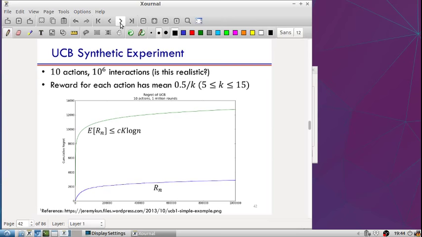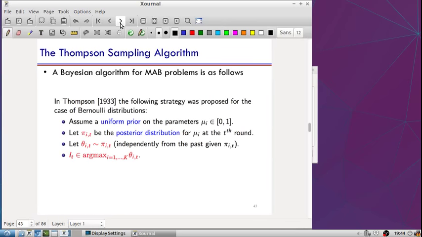Anyway, in the experiment itself, this is the experiment result: the cumulative regret is small, or the total reward collected is a flipped version of that. Okay, so that's using the algorithm.